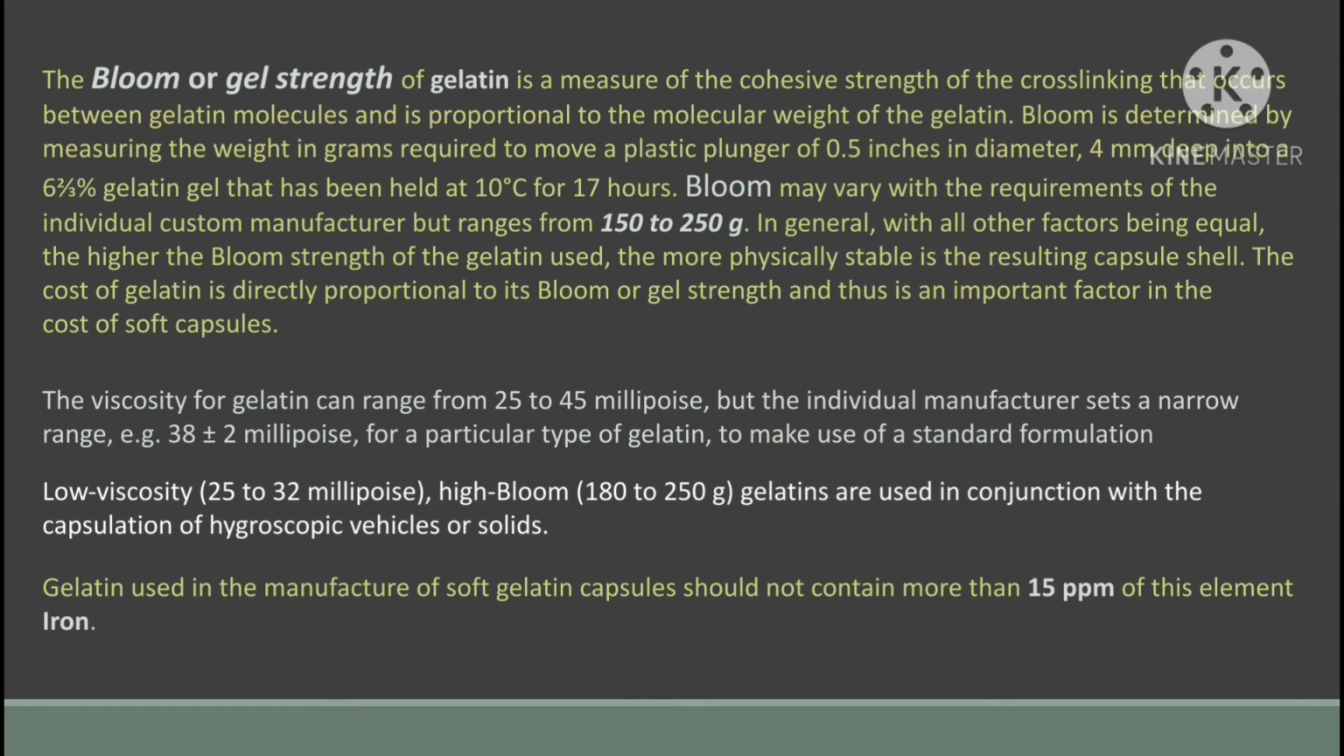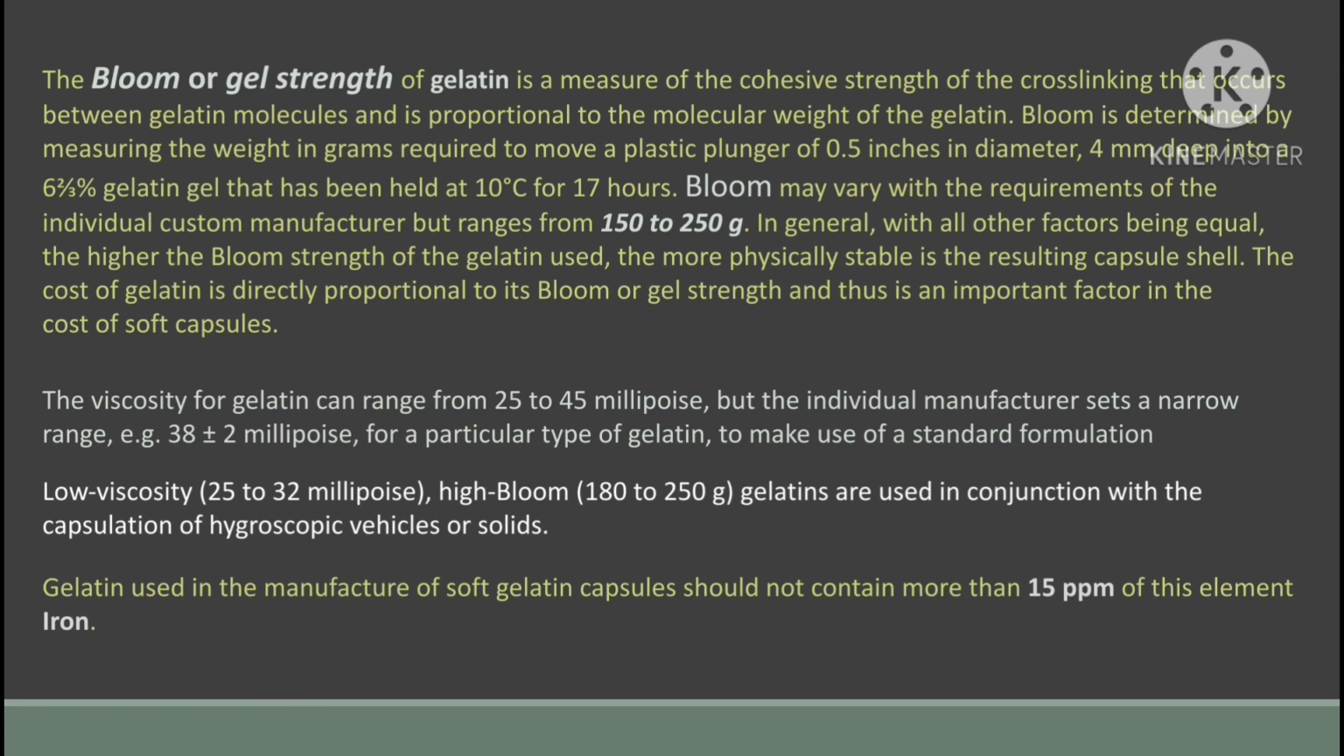The bloom strength. The bloom is nothing but the gel strength, the cohesive strength of a gelatin. We are referring to the cross-linking that occurs between gelatin molecules. So bloom may vary with requirements of the individual customer. 150 to 250 gram is the normal range of bloom.